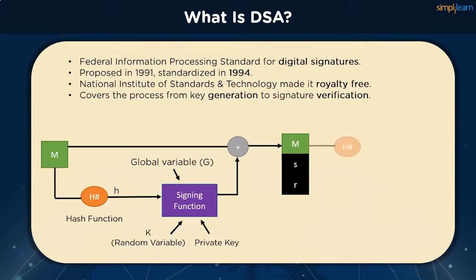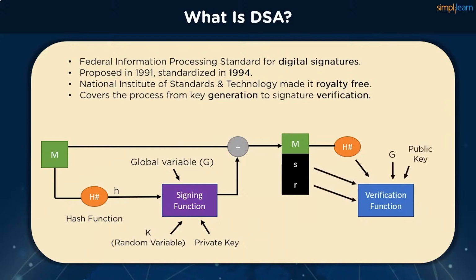On the receiver end, we pass the plain text through the same hash function to regenerate the message digest. It is passed on to the verification function, which has other requirements such as the public key of the sender, global variable G, and S and R received from the sender. The value generated by the function is then compared to R. If they match, then the verification process is complete and data integrity is verified. This was an overview of the way the DSA algorithm works. We already know it depends on logarithmic functions to calculate the outputs, so let us see how we can do the same in our next section.